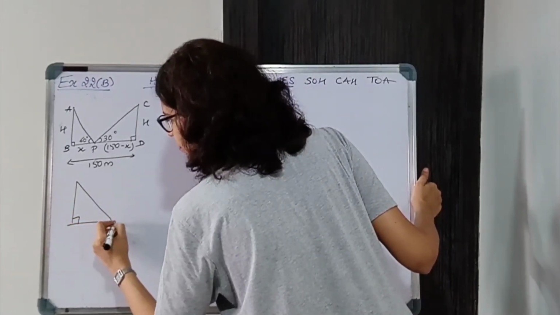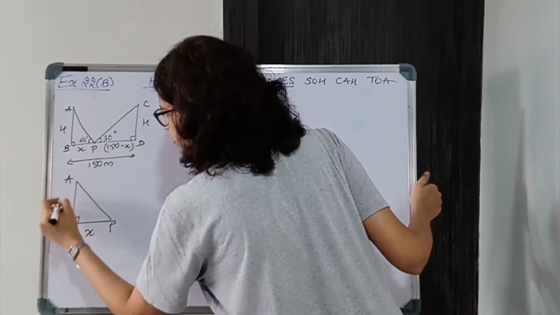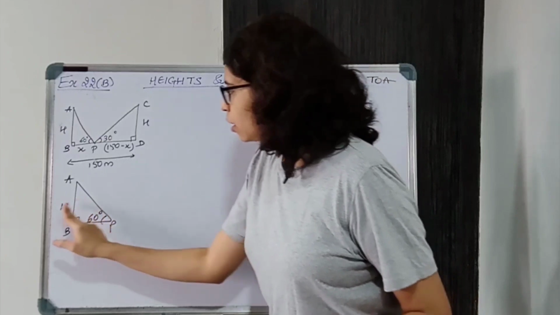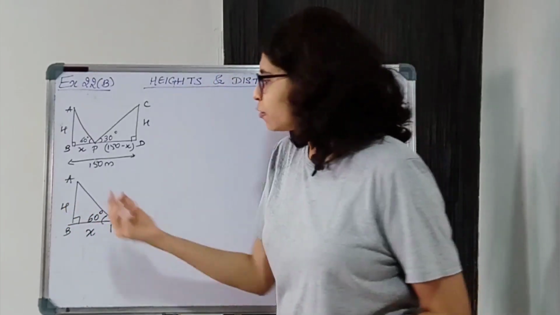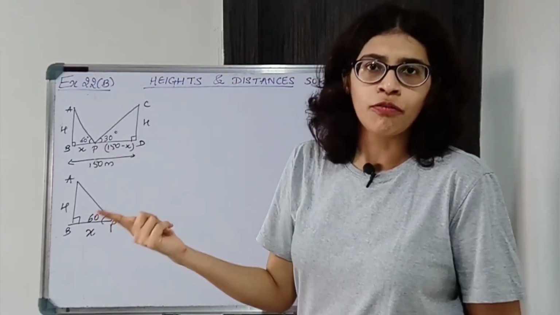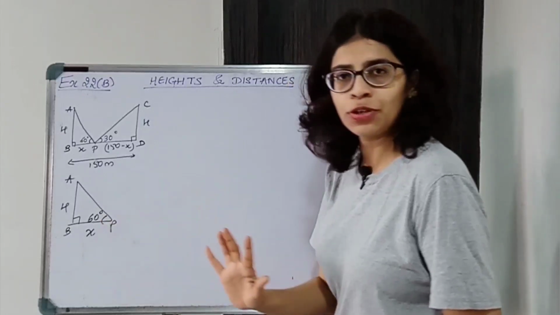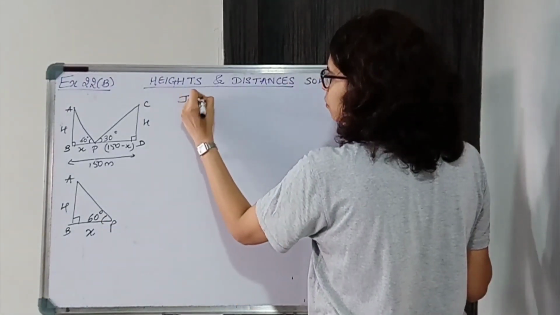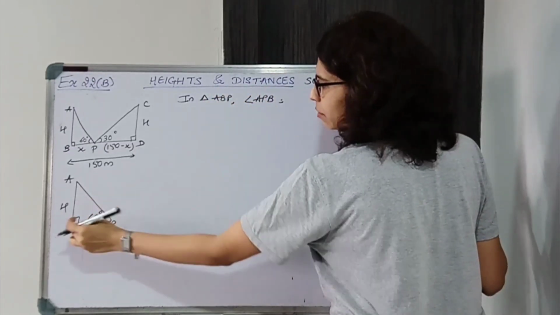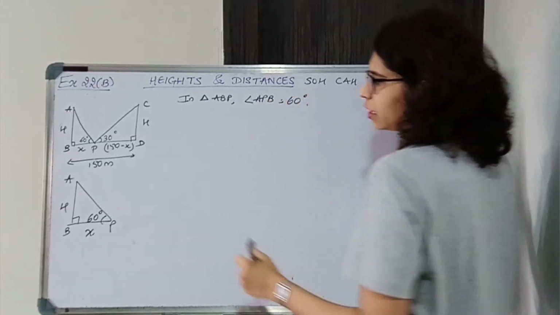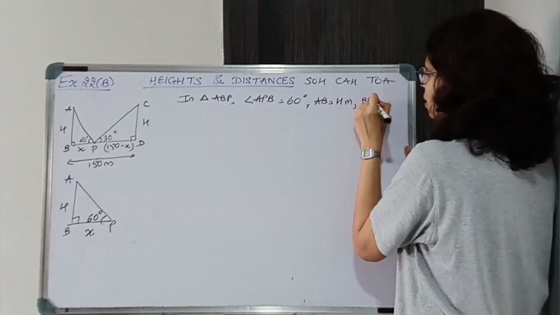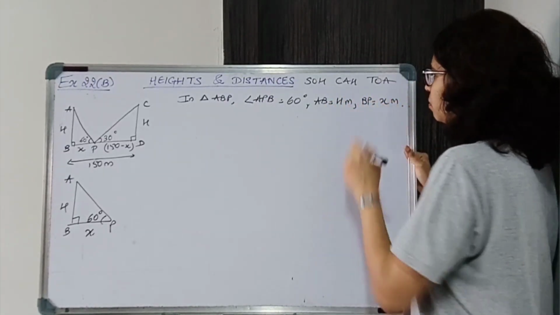So I'm drawing this separately. Now, angle का opposite and angle का adjacent we have to relate because we have to find both H and X. So opposite and adjacent come in tan of the angle. So tan 60 we are going to take. So in triangle ABP, angle APB is given. Angle APB is equal to 60 degrees. Now AB is equal to H meters and BP is equal to X meters. Just write it down.